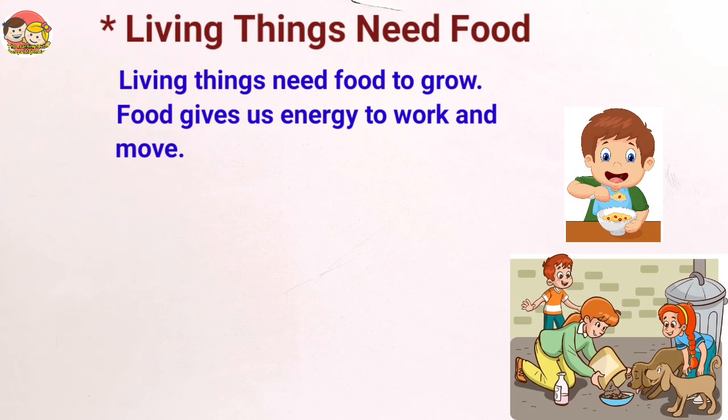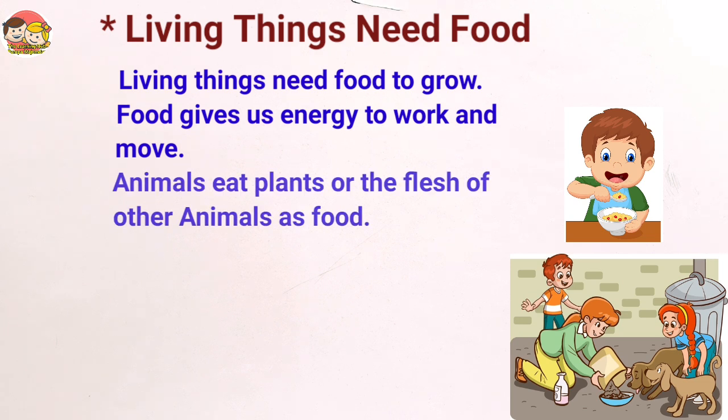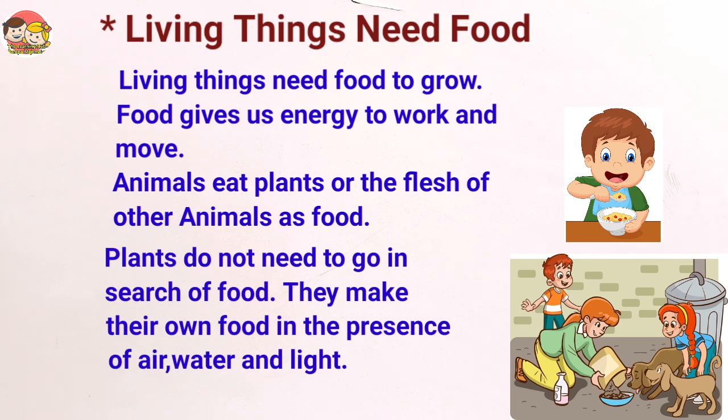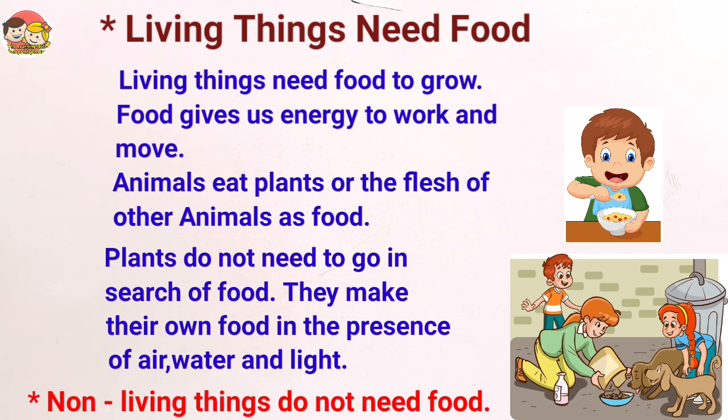Living things need food to grow. Food gives us energy to work and move. Animals eat plants or the flesh of other animals as food. Plants do not need to go in search of food. They make their own food in the presence of air, water, and light. Non-living things do not need food.